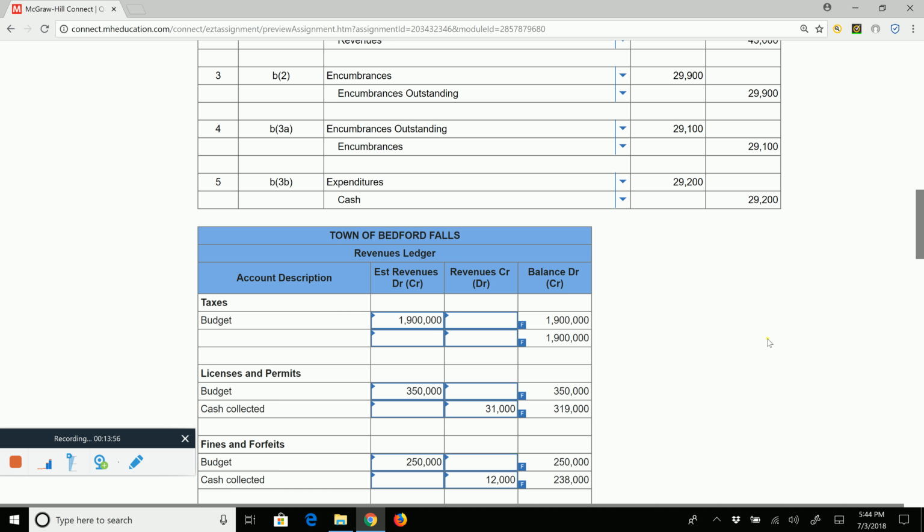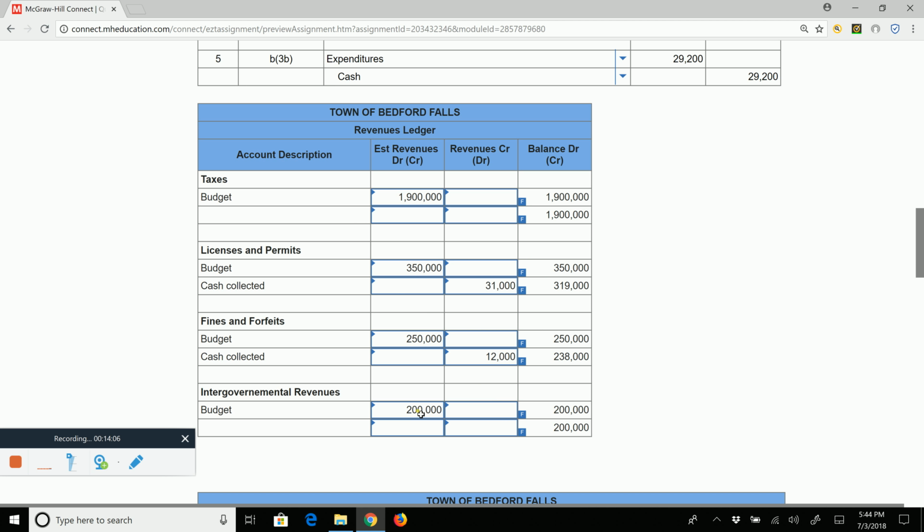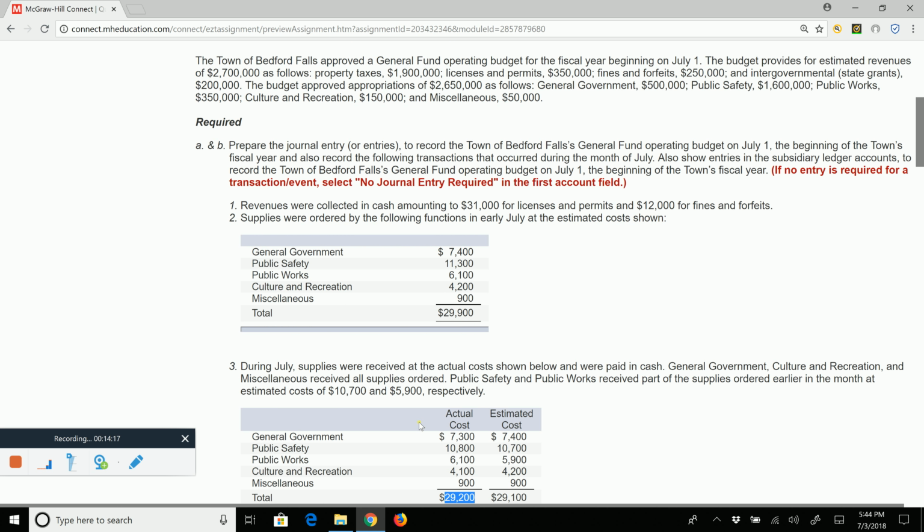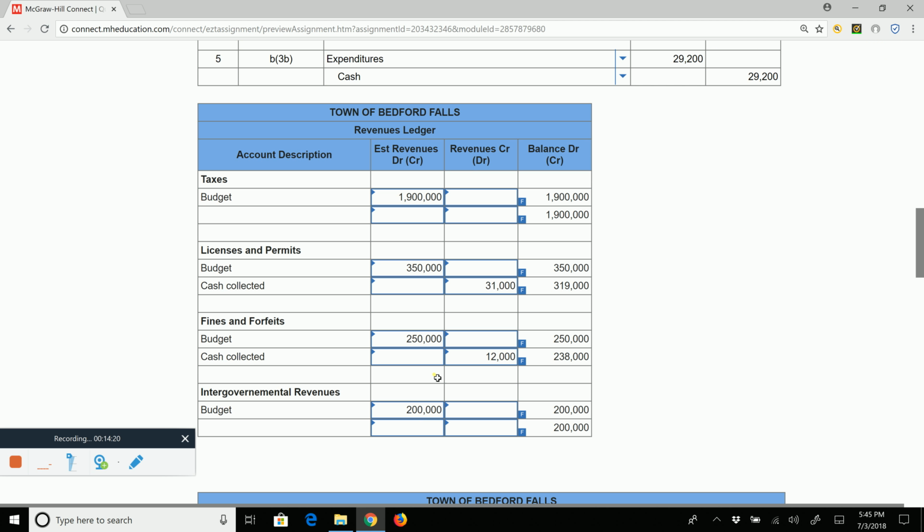Now what I want to show you are the subsidiary ledgers. I just want to show you this. I'm not going to be testing you on subsidiary ledgers, but I want you to understand how this works. As an example, the original budget for revenues was here and broken down between taxes, licenses and permits, fines and forfeits, and intergovernmental revenues. If you remember, that was a total of $2.7 million. Now, $43,000 were actually collected, if you remember, from the first journal entry. Of the $43,000, $31,000 was licenses and permits, and the other $12,000 was fines and forfeits.